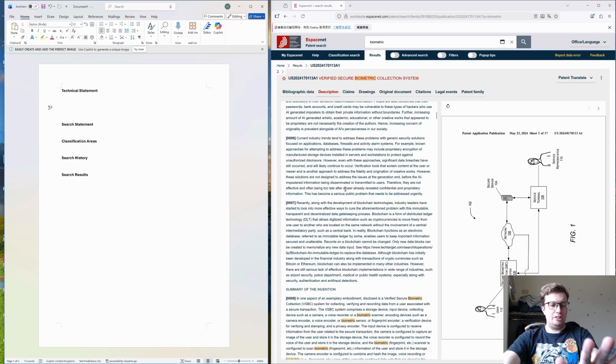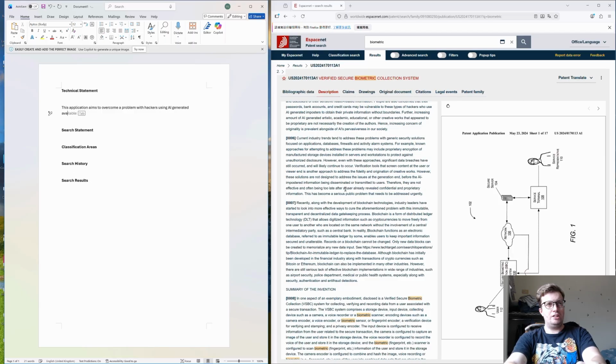The problem is that effectively hackers can use AI to fake your biometric data, biometric information, and pretend to be you using these fake avatars. So we're going to write that down, right? Let's write that down on our technical statement. We'd say this application aims to overcome the problem with hackers and AI generated avatars.